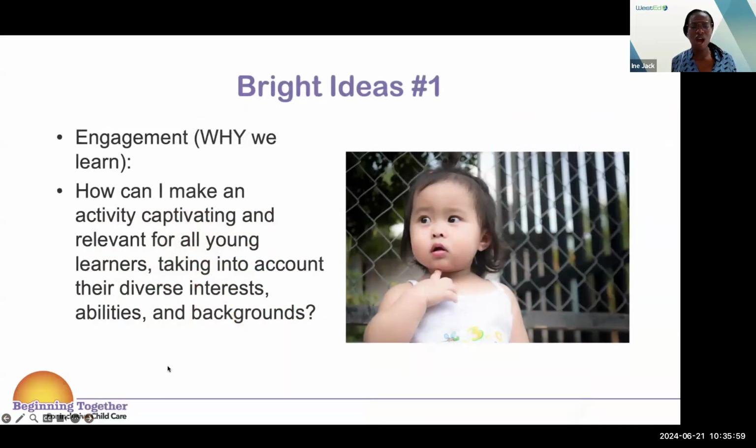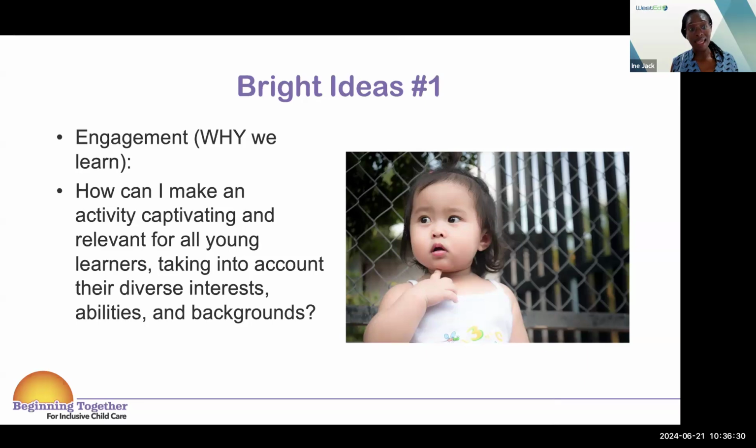So this is just your opportunity to pause and reflect. I know Linda said earlier that there are resources that have these reflection papers on them. It's called our Bright Ideas. And we just want you to take a few minutes to think about this first principle. And we're going to go through this for all the principles, the principle of engagement. So if you don't have the resource, please feel free to just get a scratch piece of paper out, get a pen, and just pause and think about this question.